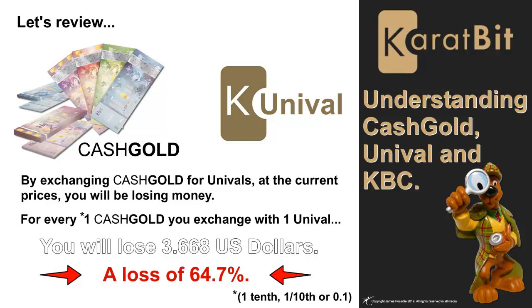So you went in the Karat bars, you bought your Cashgold, and then now you wanted to do something in Karatbit, and so you transferred your gold, your Cashgold, physical gold, over to Karatbit and put it into a digital form called Unival. And because of the price difference, you're immediately losing 64% of your money. Does that sound like a great way to do business? It's not. And there's nobody out there teaching you this.